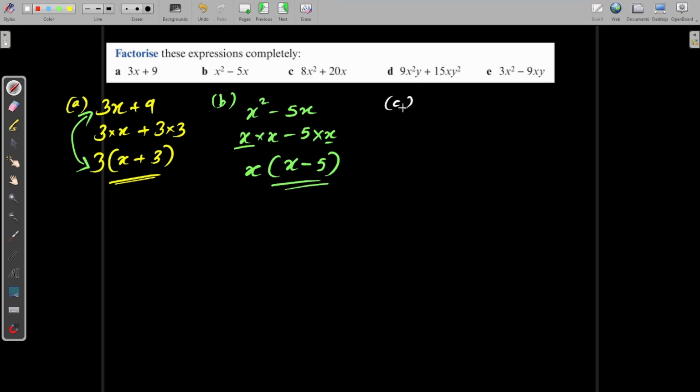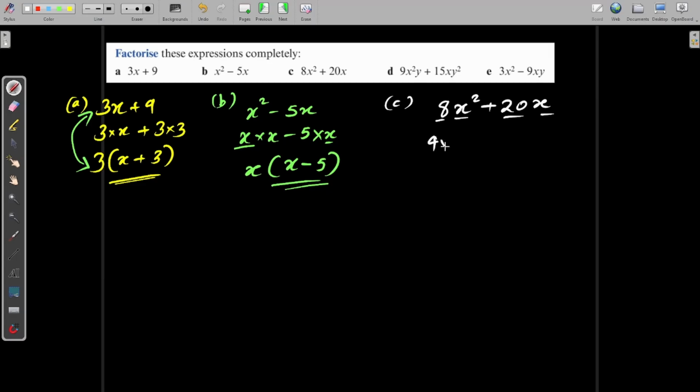Part C. 8x to the power 2 plus 20x. So I can see x is common, but also 8 and 20 both have common factors. I can see 8 can be written in many ways, but I'm thinking what are the common terms for both 8 and 20. I know 2 is common for both, also 4 is common. Since 4 is the higher factor, I'm going to take 4.